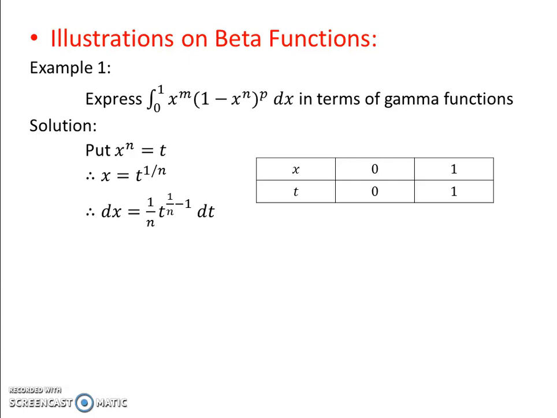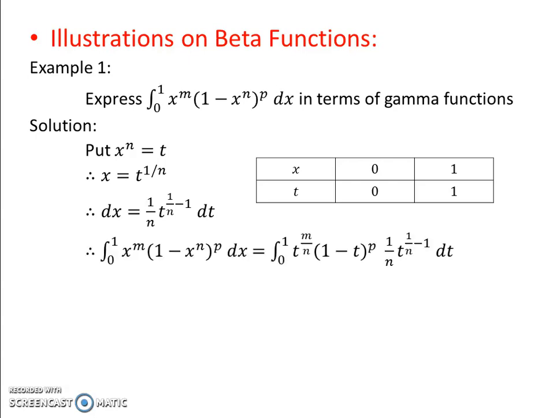Hence, the integration 0 to 1 x to the power m into (1 minus x to the power n) raised to p dx is equal to integration 0 to 1 t raised to m upon n into (1 minus t) to the power p into 1 by n t to the power 1 by n minus 1. So taking 1 by n common outside the integration, it reduces to 1 by n integration 0 to 1 t to the power (m plus 1 upon n minus 1) into (1 minus t) to the power p dt.